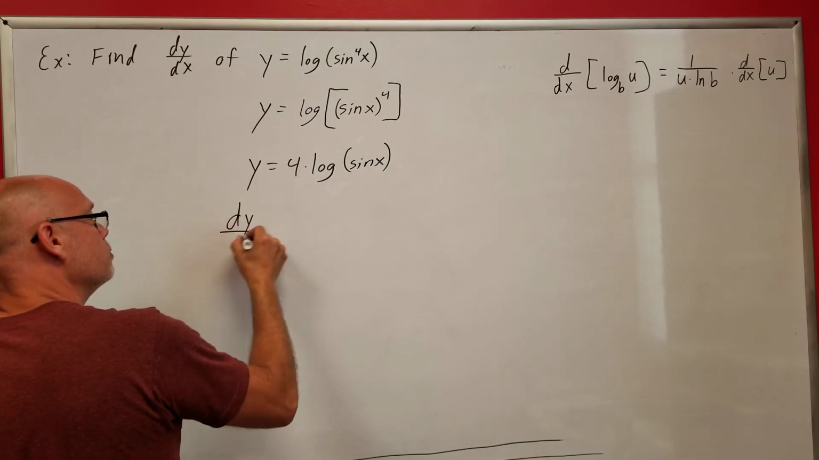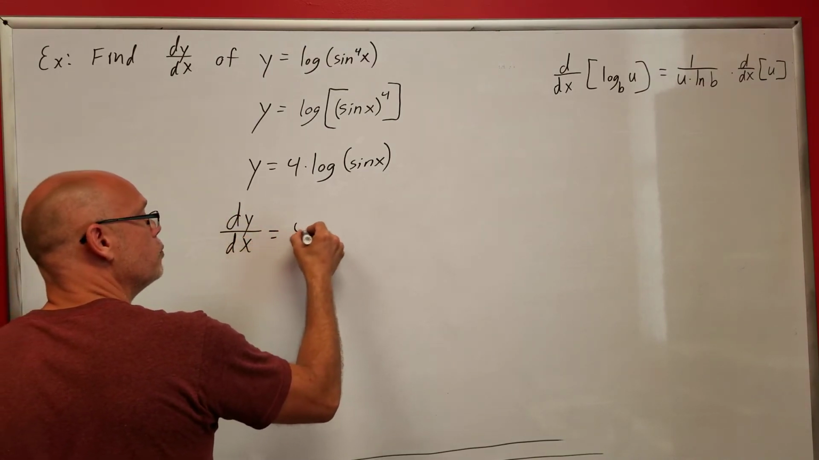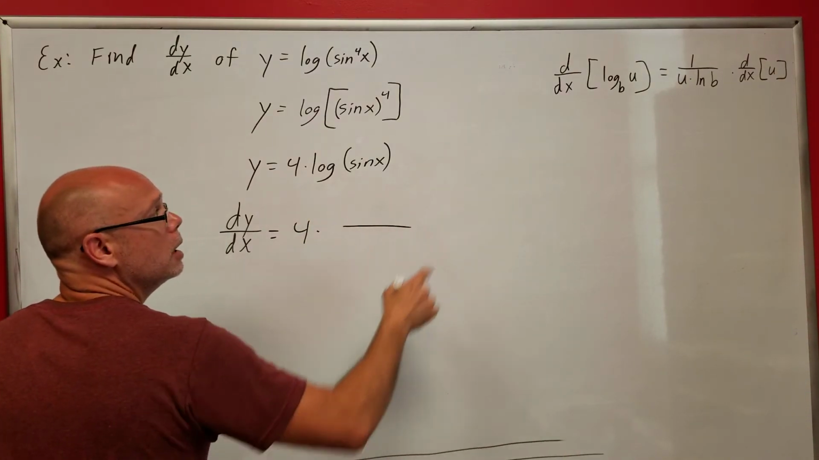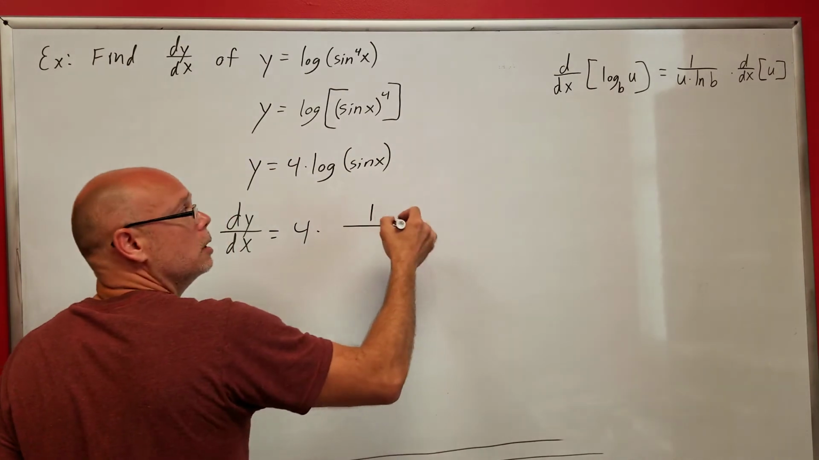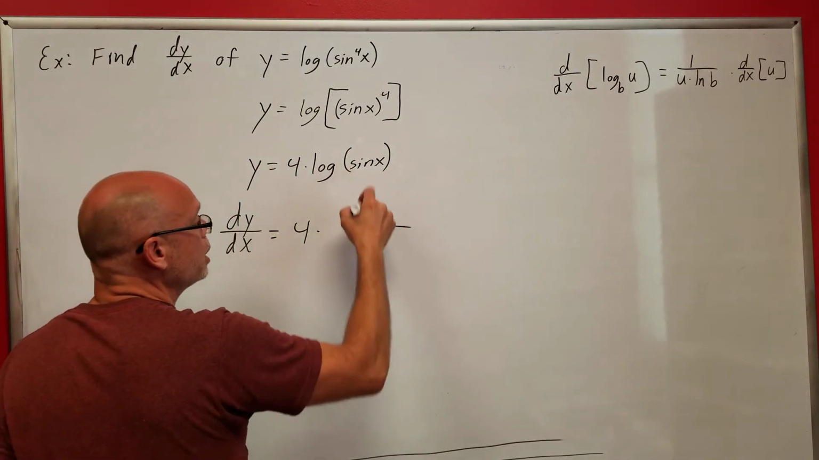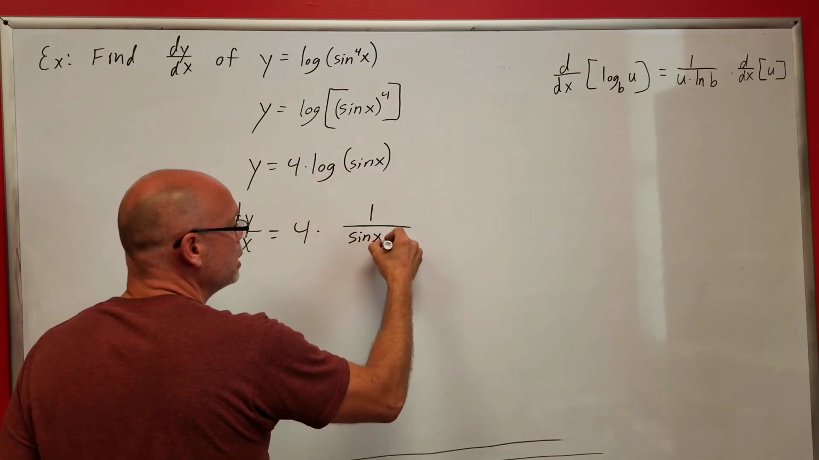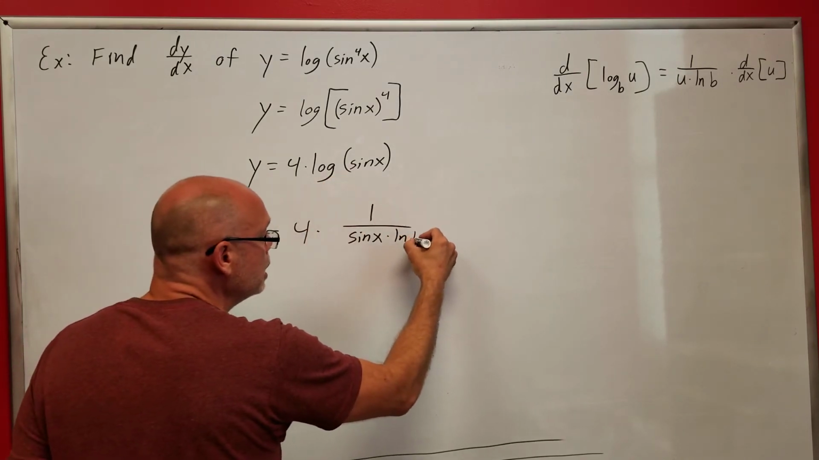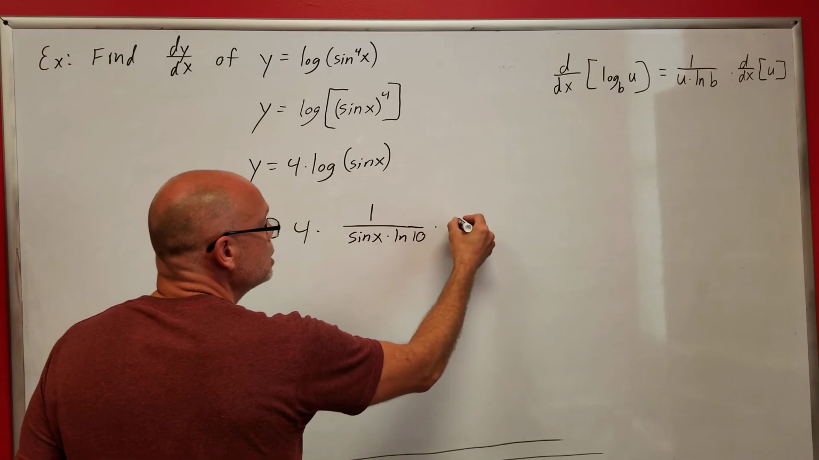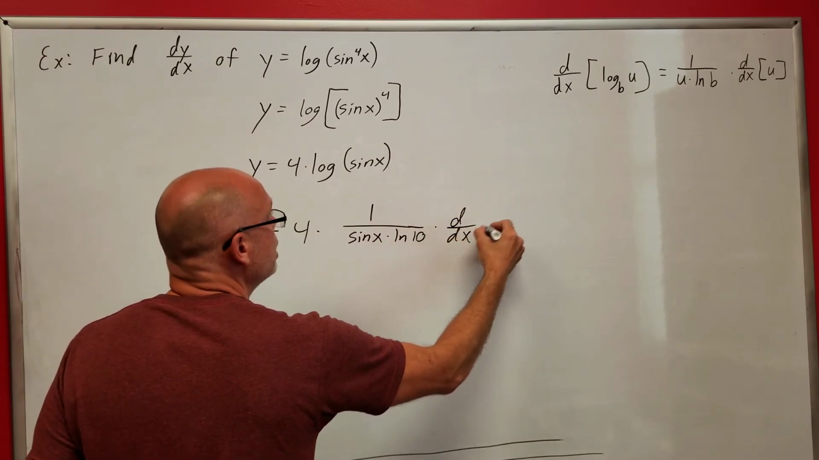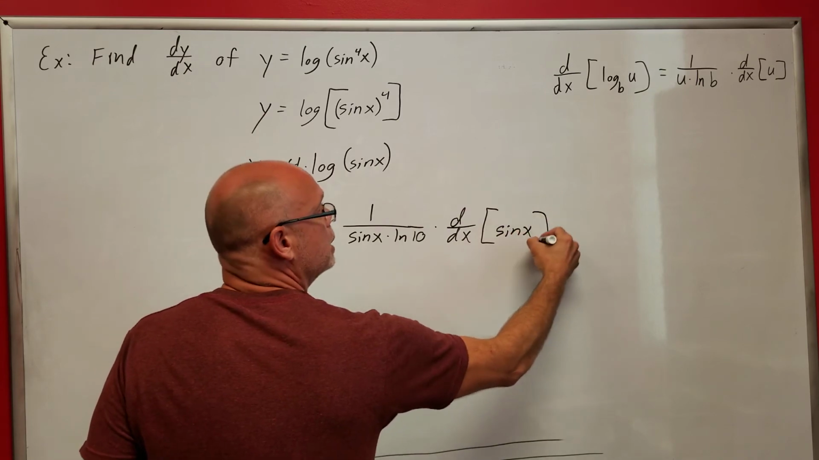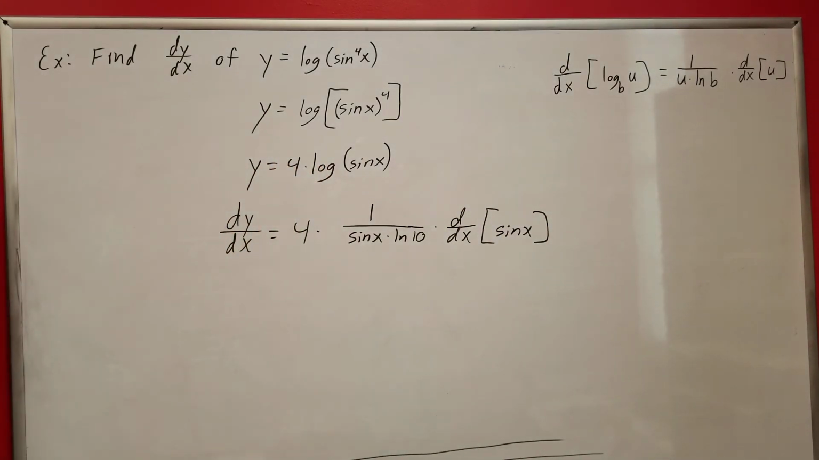So dy over dx will equal 4 times this derivative. How do I take that derivative? I say 1 over the argument. What's the argument? Sine of x times the natural log of the old base. What's the old base understood to be? 10, times the derivative with respect to x of the argument, sine of x. That's just following that formula. Make sure that makes sense. Following that formula. Make sure you follow.